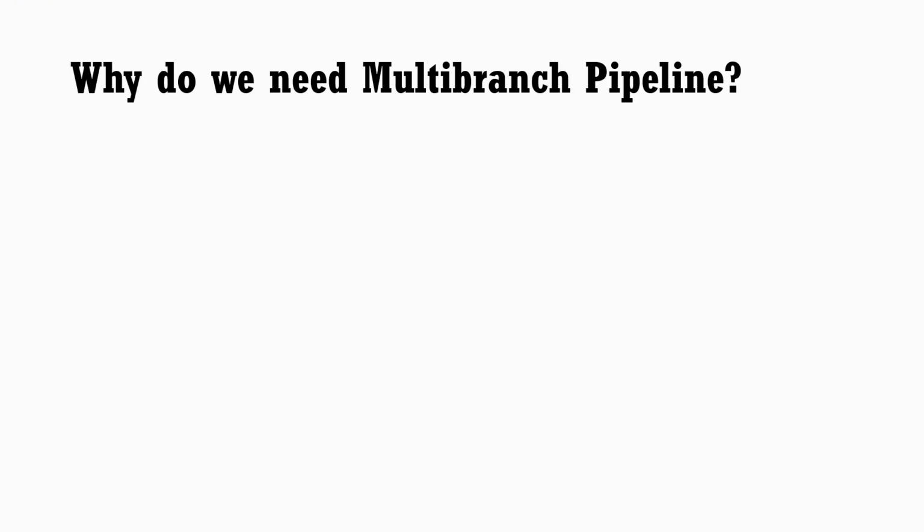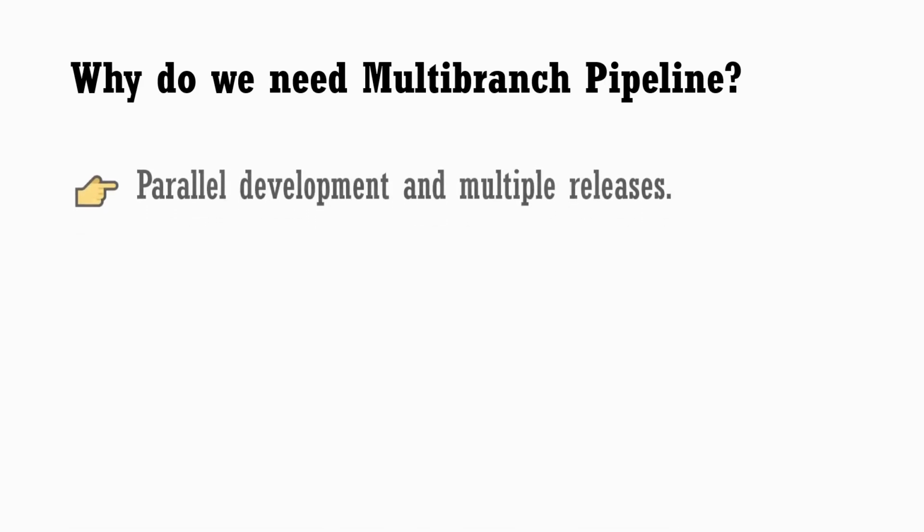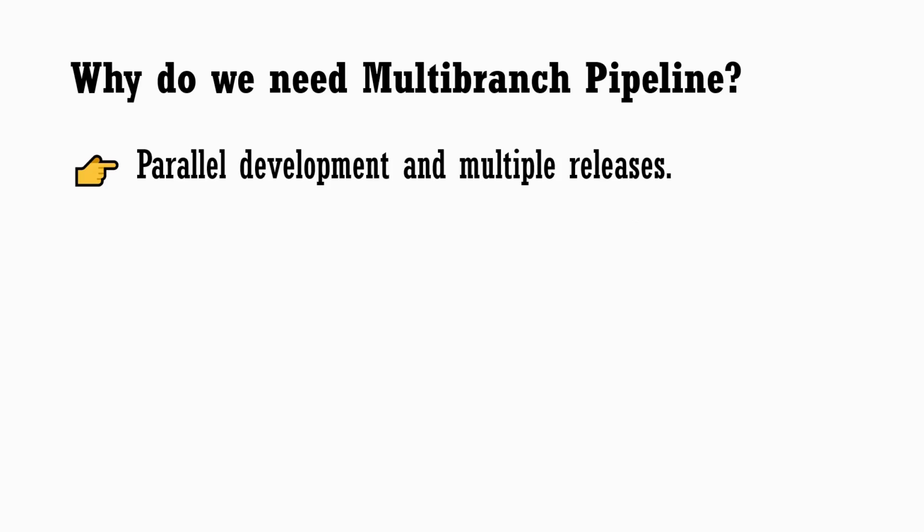Now the question arises, why do we even need multi-branch pipeline in the first place? Say our team is working on parallel development, where they are planning multiple releases at the same time. For example, one release in 2 months, another release in 3-4 months, another major release in 5-6 months. So when there are many code changes happening in parallel across multiple branches, we clearly need an automated way to build, test and validate each branch separately. That's where multi-branch pipeline becomes very useful.